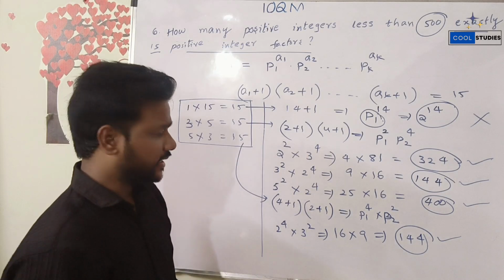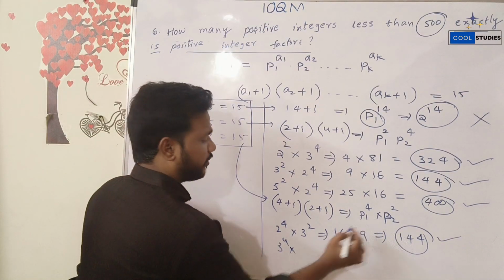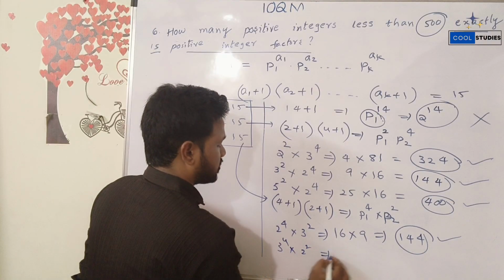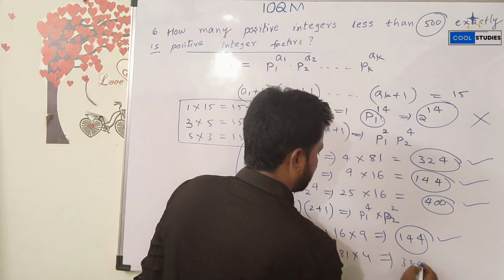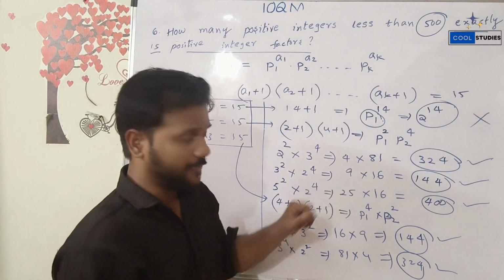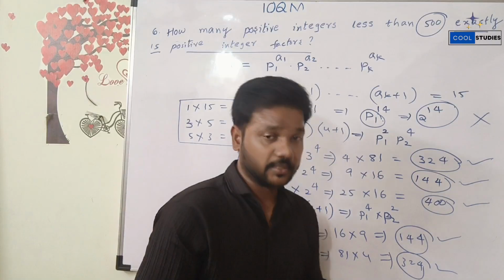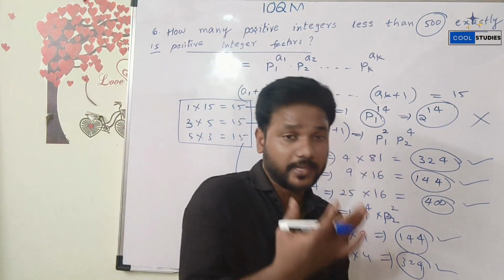I hope you understand here. Let us take p1 as 3, so 3 power 4, and p2 as 2, so 2 square. So 81 into 4 is 324. This is also already covered. If we take any other prime numbers instead of these, the answer is not less than 500; we get more than 500.